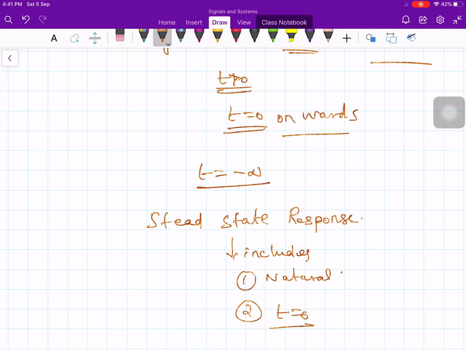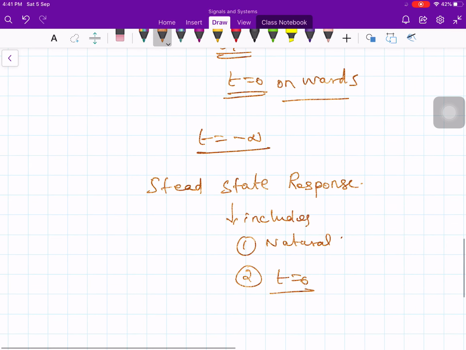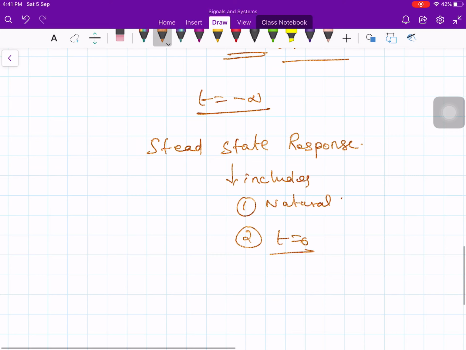So, the steady state responses will add up to 0 up to t equals 0, and from t equals 0 onwards, the total response that we get includes not only the forced response but also the transient response.